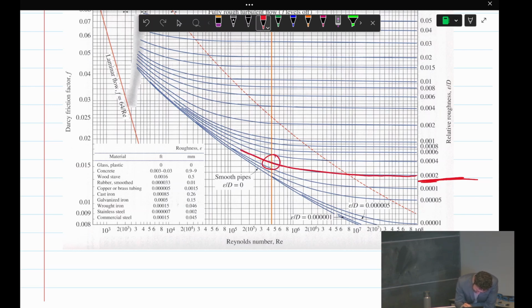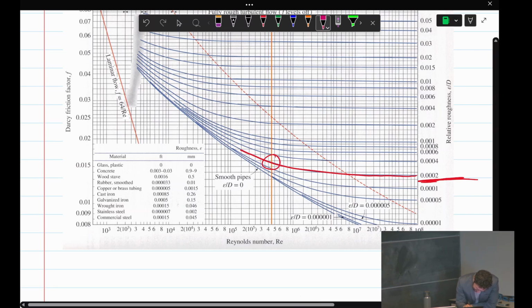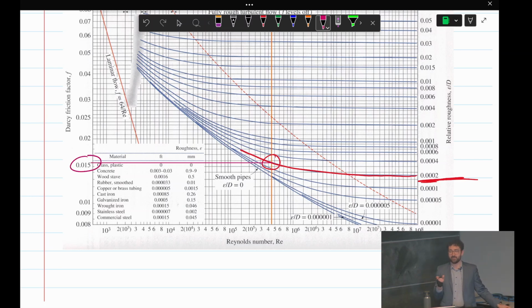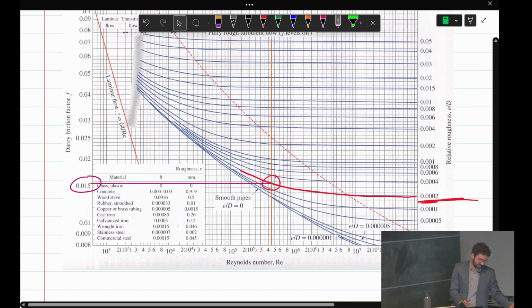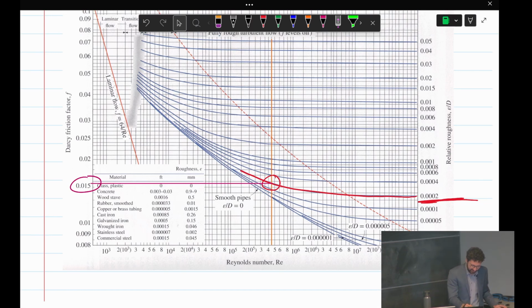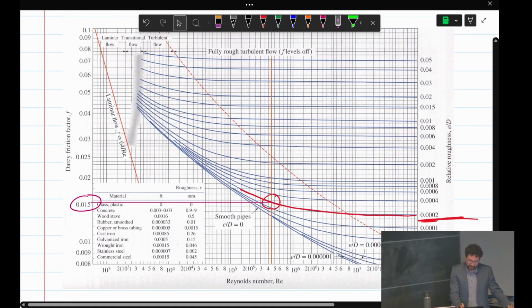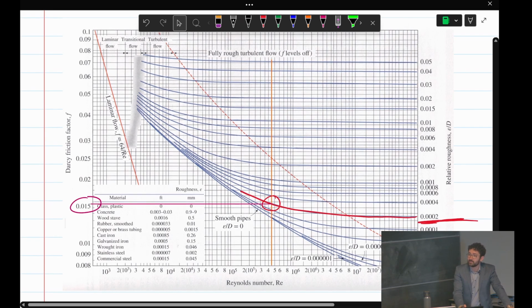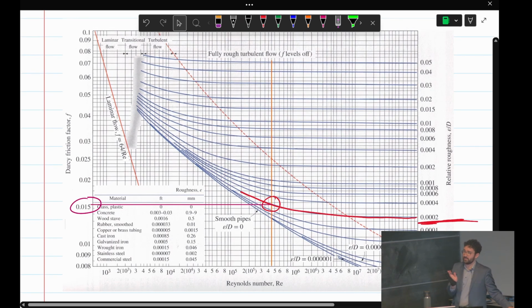And this intersection, we now go to the left-hand axis, which is our friction factor. We get 0.015, which is roughly what we got with the Haaland equation. So this lovely chart is just a way you can check your work on an exam, but again, the Haaland equation is much easier. Are there any questions on using the Moody chart? So again, you can also look up if you computed your Reynolds number.